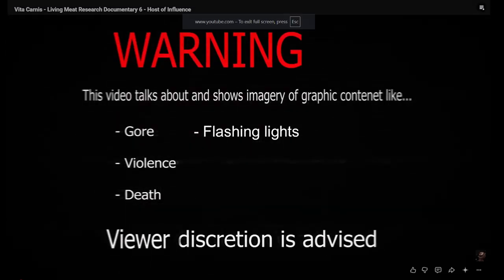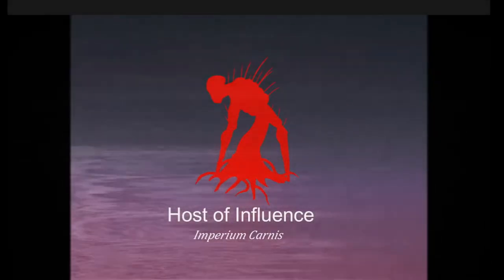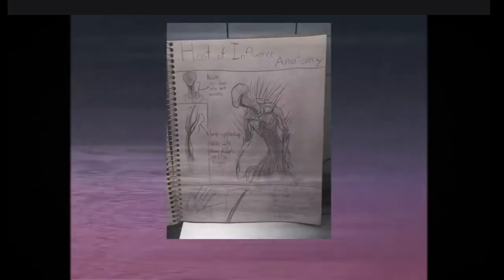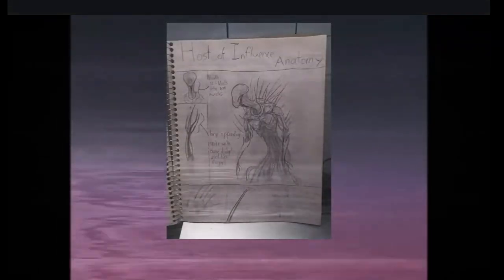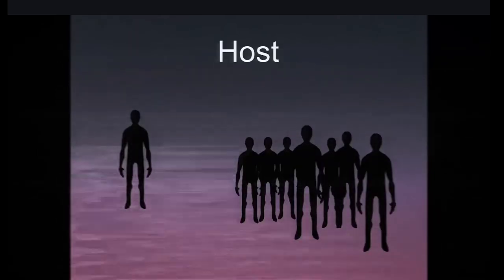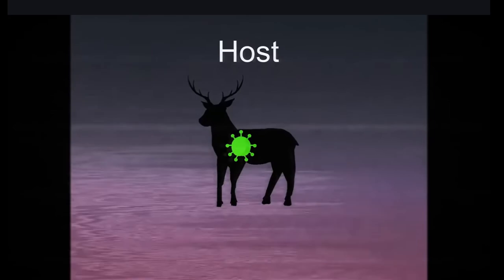Violence and death. Flashing light. The Host of Influence. The Host of Influence, more commonly referred to as the Host, has its name derived from a host who invites guests to an event. Not to be confused with a host, a harborer of parasites or disease.